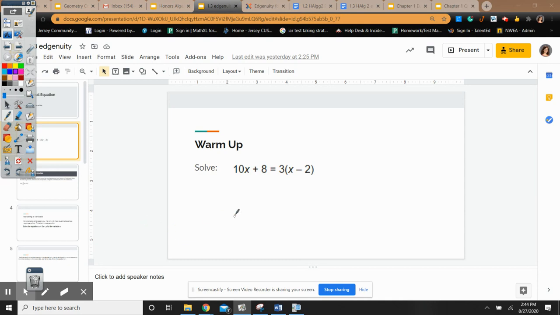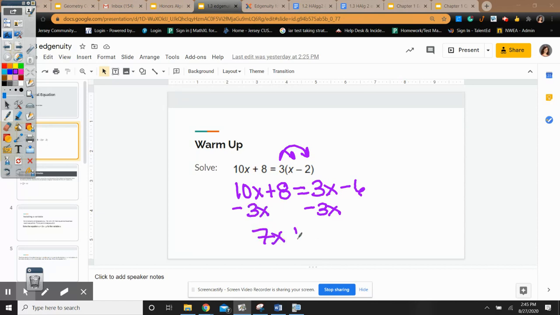We're going to solve this. This is not a literal equation. This is just an equation in one variable. Most of us would start by distributing. You would have 10x plus 8 equals 3x minus 6. Some of you like to move the constants first. I like to get my x's together first. That's my personal preference. Either way works.